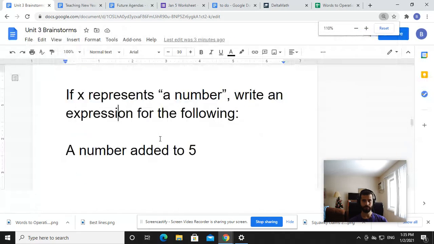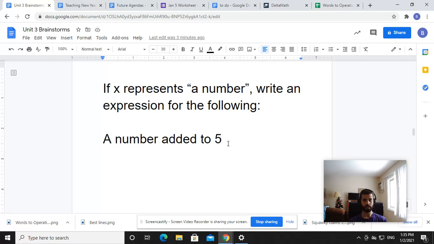Let's zoom out. If x represents a number, write an expression for the following: a number added to 5. So, x always represents a number. It's a variable. X could be 8. It could be 2,700. We don't know. So we're just going to say x. And then we are adding that to 5. So we'll make it 5 plus x. Simple as that.